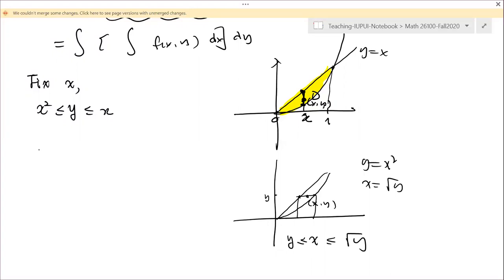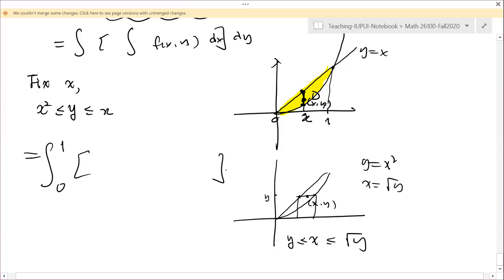So that's it. Then you can write down the iterative integral. The integral is with y from 0 to 1, and x from y to square root of y, and here is f of x dx.